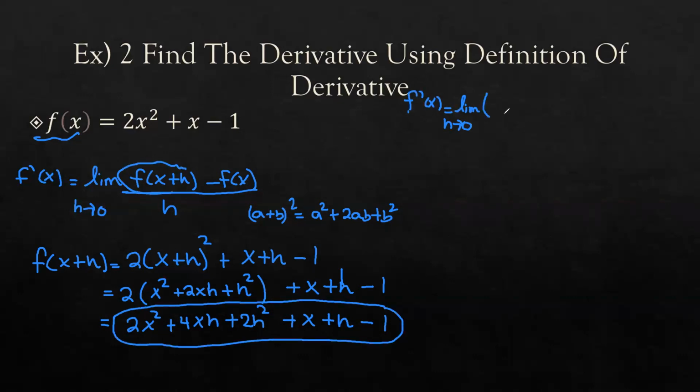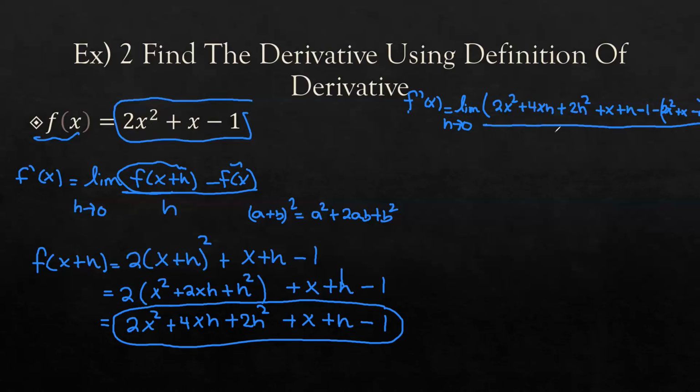So that's going to be 2x squared plus 4xh plus 2h squared plus x plus h minus 1 minus parentheses f of x, right? f of x is this whole thing, so it's going to be 2x squared plus x minus 1. And then it's all over h. So let me put it here. I'm going to simplify the numerator.